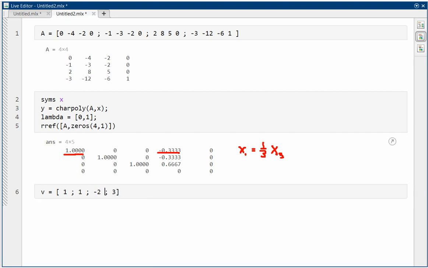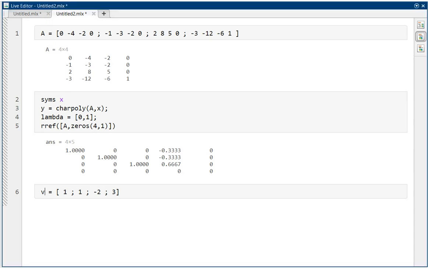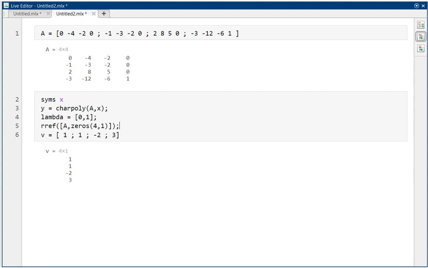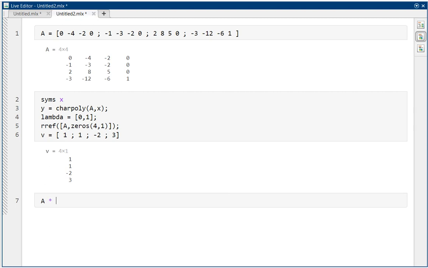It helped to write the first one out, and hopefully you can see that. So I'm leaving it just V for the V0 vector. Let me put a semicolon after that for just a moment, and then let's try it. So A times V.